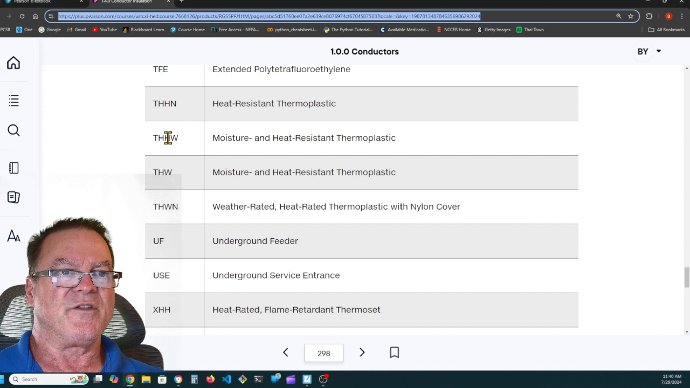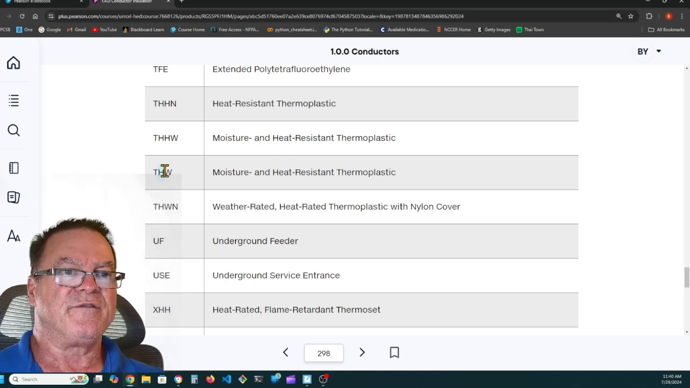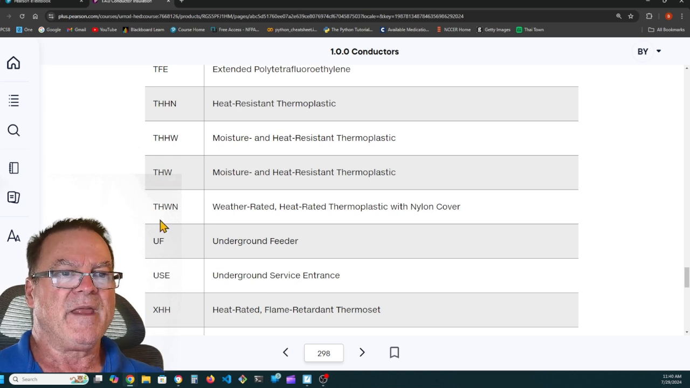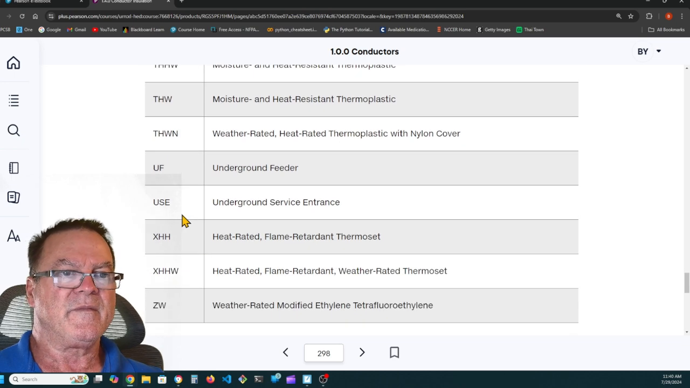This one's thermoplastic, high heat, but it's also weather, moisture resistant, moisture rated. This one's only good for 75 degrees Celsius, THW. THWN, that has a nylon cover on the outside of it. Underground feeder, UF. Underground service entrance, USE.